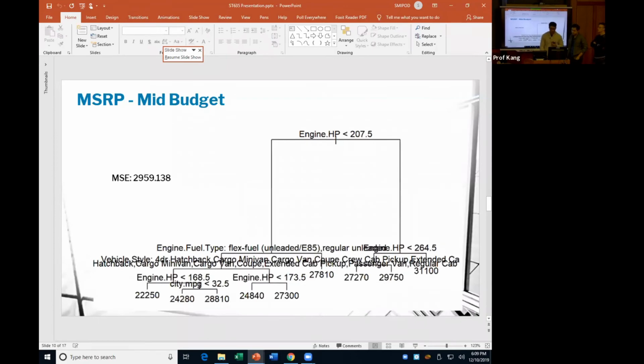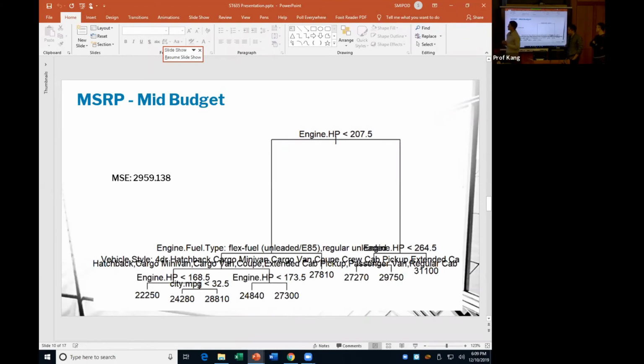The next model is for the next bucket, cars between $20,000 and $35,000. This is pretty hard to see, but people who look at cars in this price range will first look at the horsepower. If it's over 200, then they will look again at horsepower and then the type of car. If the horsepower is lower than 200, then they will look at the fuel type and then vehicle type.